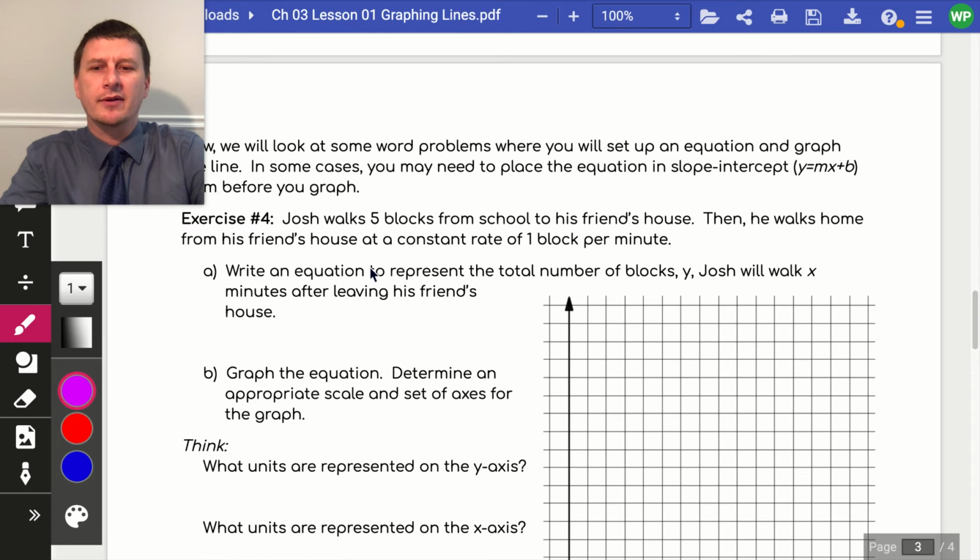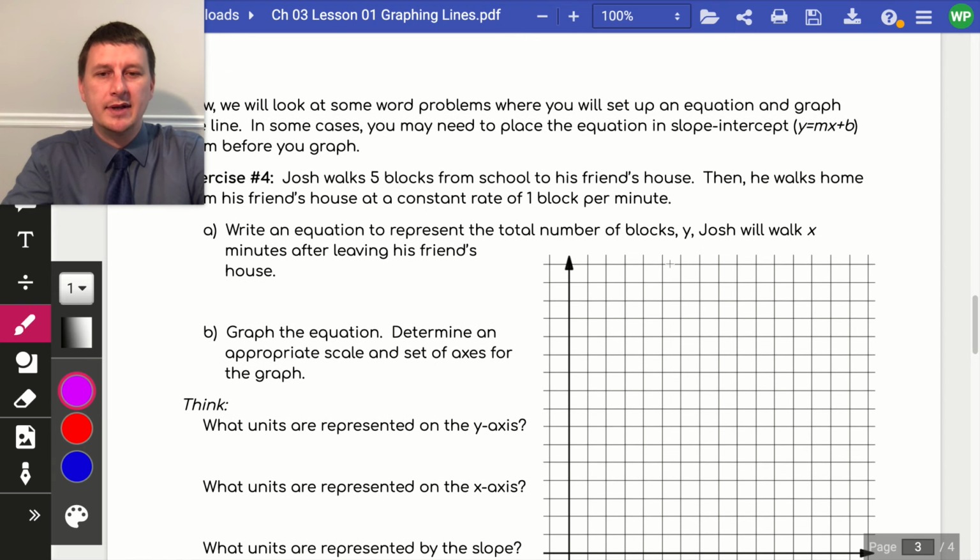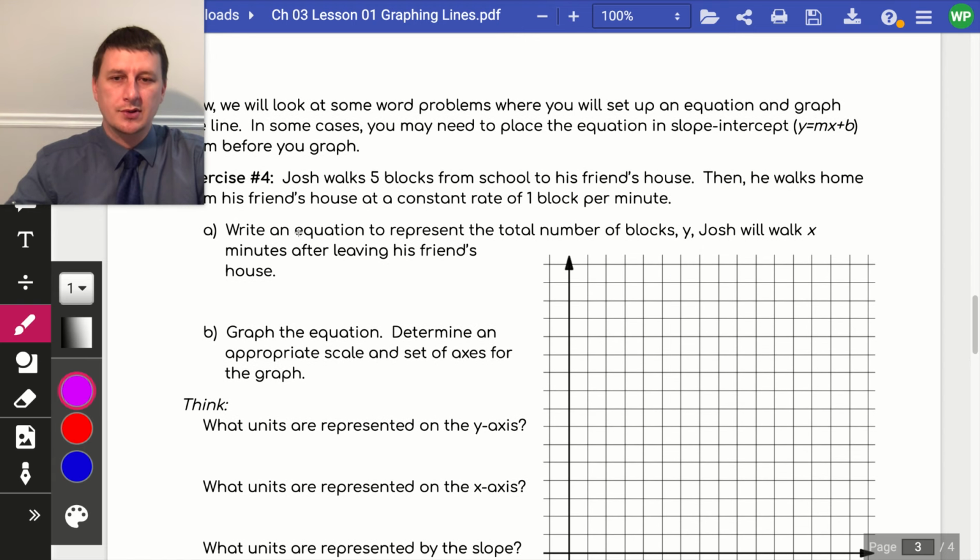In exercise number 4, it says Josh walks 5 blocks from school to his friend's house. Then he walks home from his friend's house at a constant rate of 1 block per minute. Write an equation to represent the total number of blocks Josh will walk x minutes after leaving his friend's house.